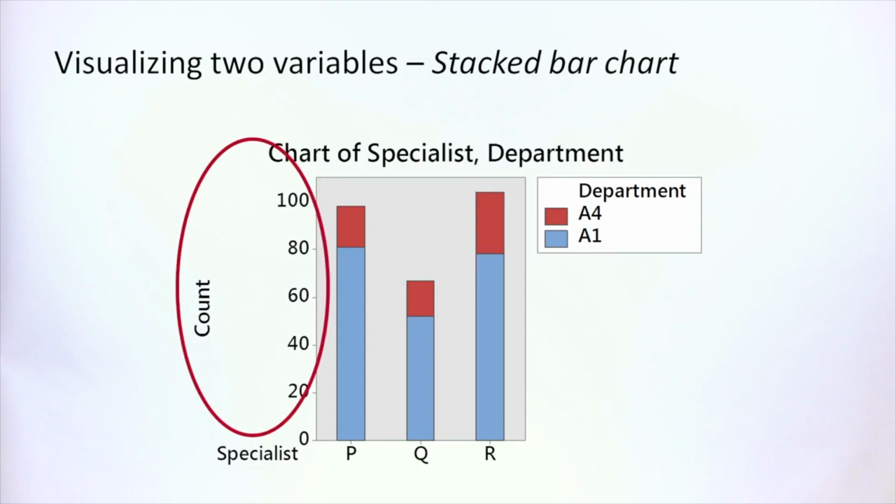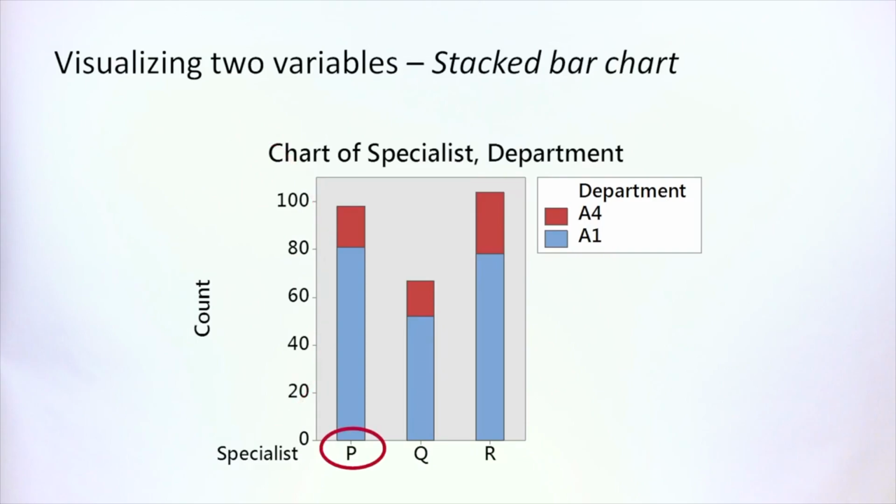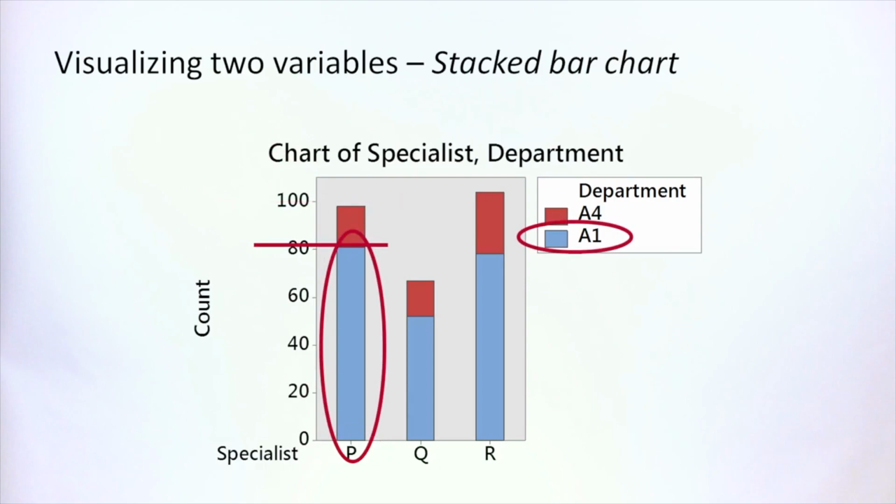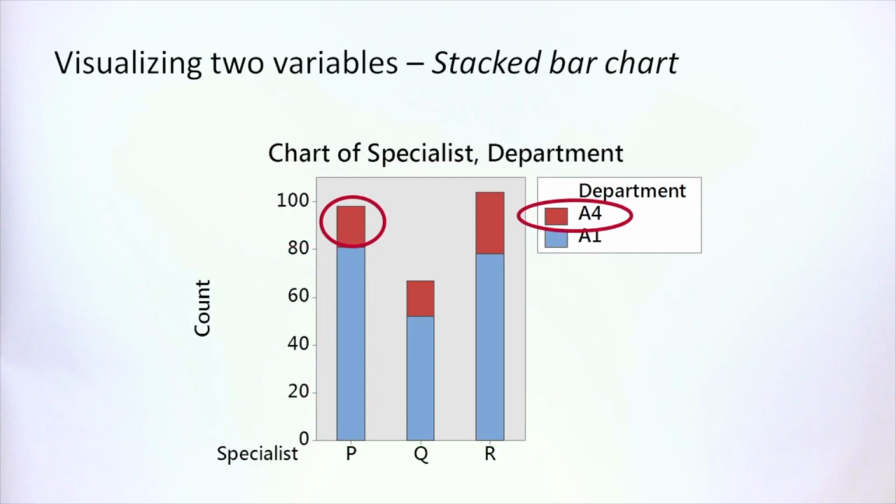This is a stacked bar chart that Minitab makes for you. On the left axis you see the count, which is the amount of times a certain category occurred. Specialist P treated approximately 100 patients. Approximately 80 of them were in Department A1, and the others were in Department A4.